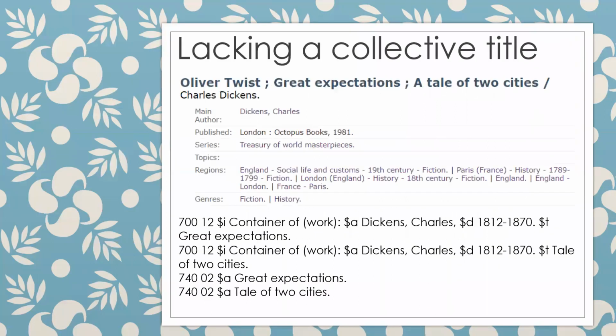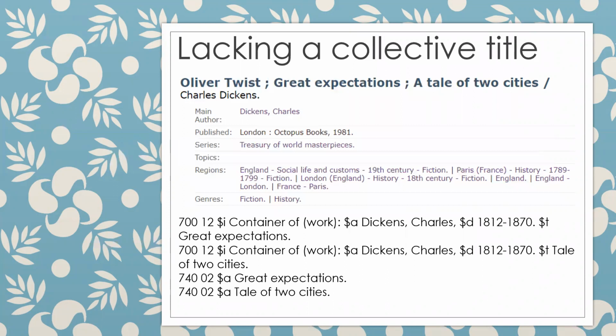All right. So we're going to talk about lacking a collective title, and I'm sure that some of you have run into this probably more than once. So this screenshot shows a pack view. This item includes 3 novels by Charles Dickens. Since Oliver Twist is the first work named, then it becomes the title proper.